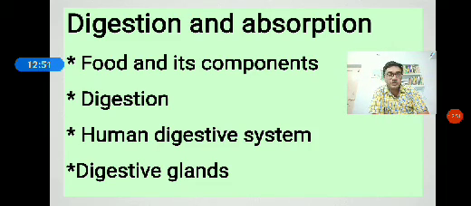Where does the digestion process, the breakdown process, the conversion process occur? The digestion process occurs in a system called the digestive system. The digestive system consists of two components. One is the alimentary canal. Second is the digestive glands. The alimentary canal is a canal, a passage where the food molecule is broken down and moved from one place to another, one organ to another organ. Such a passage is called the alimentary canal.